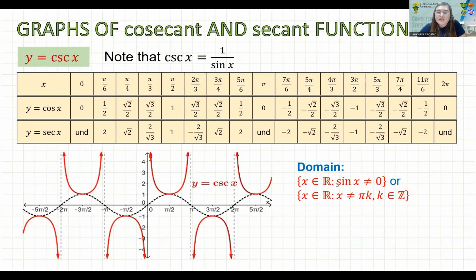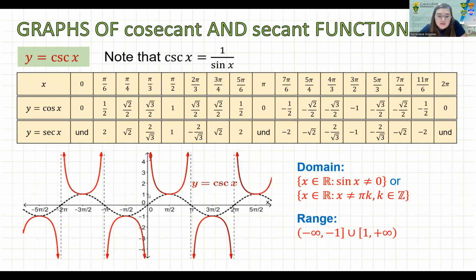So remember this. Okay, ang domain niya dili pareha sa sine o cosine. Ang domain sa sine is the set of all real numbers. Kini siya, the set of all real numbers such that sine x is not equal to 0. Or the set of real numbers such that x is not equal to pi times k, where k is an integer. Okay. So ang range niya is from negative infinity to negative 1. Diba? Wala may values diri between kang 1 o kang negative 1.